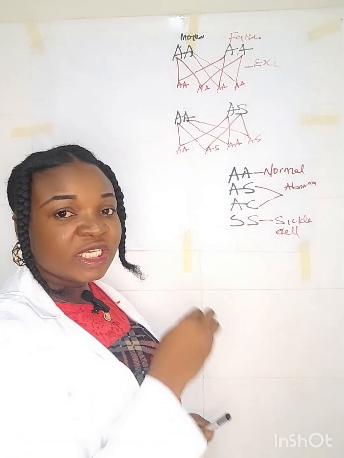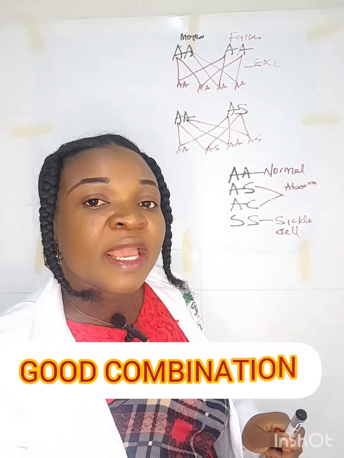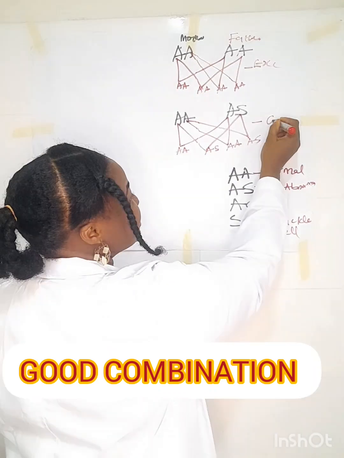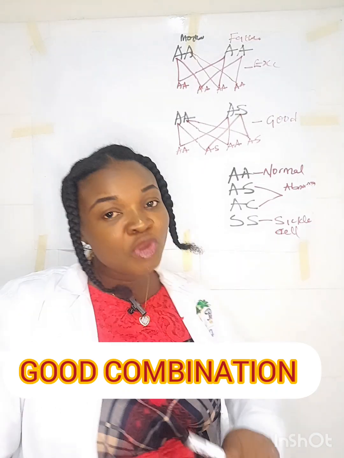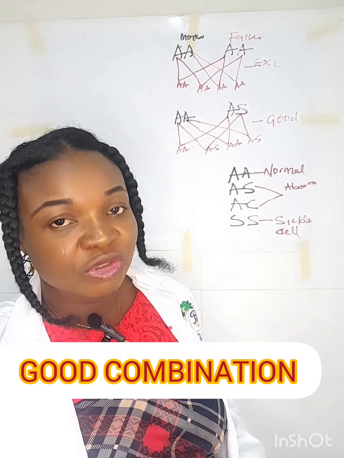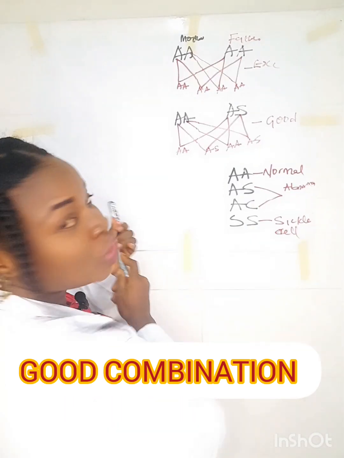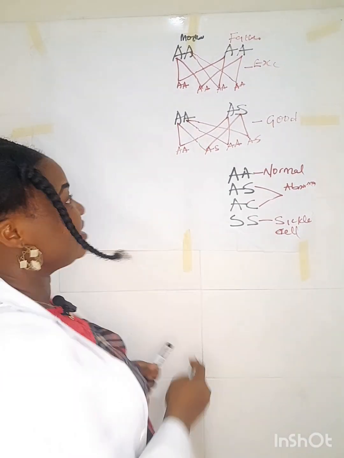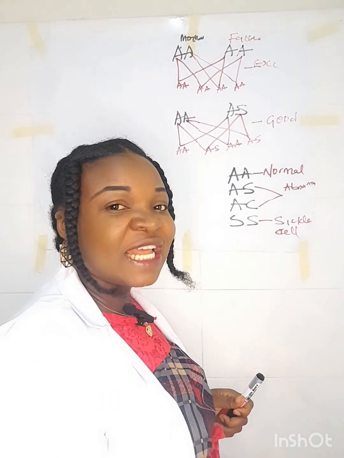Why it is good here is because none of the children will be sickle cell anemic. So we have 50% chances for each pregnancy becoming either an abnormal hemoglobin genotype child or a normal hemoglobin genotype child. Now let's go to the next combination. Let's assume the mother is AC and the father is AA.